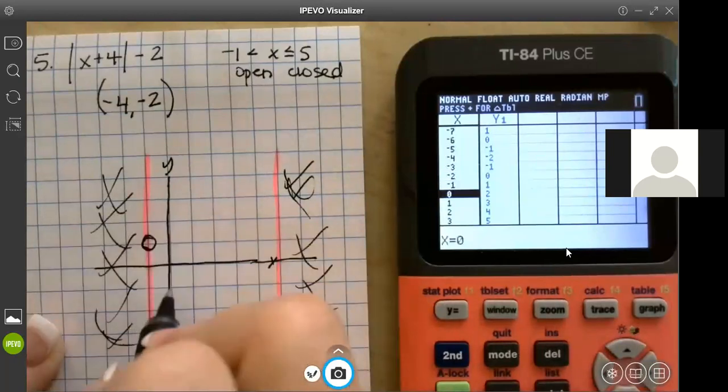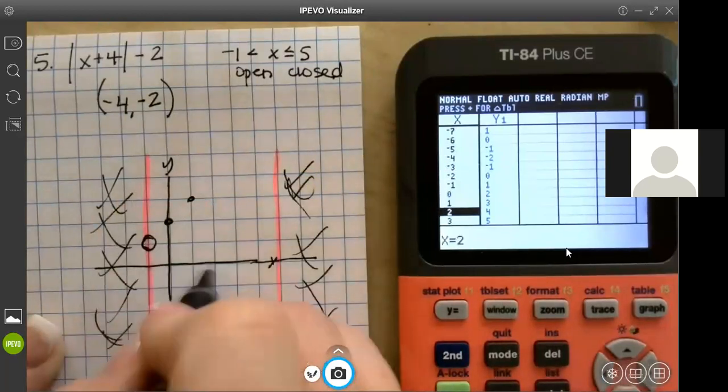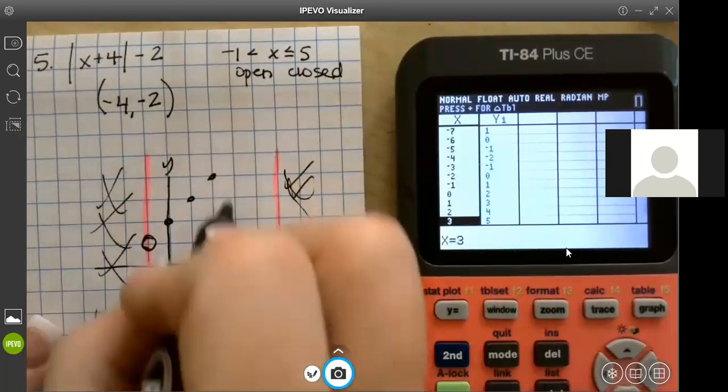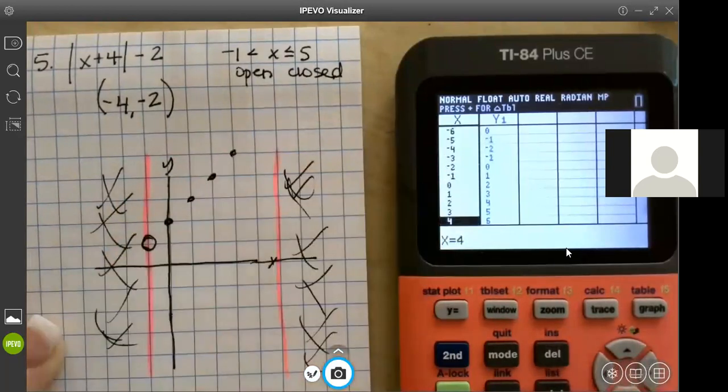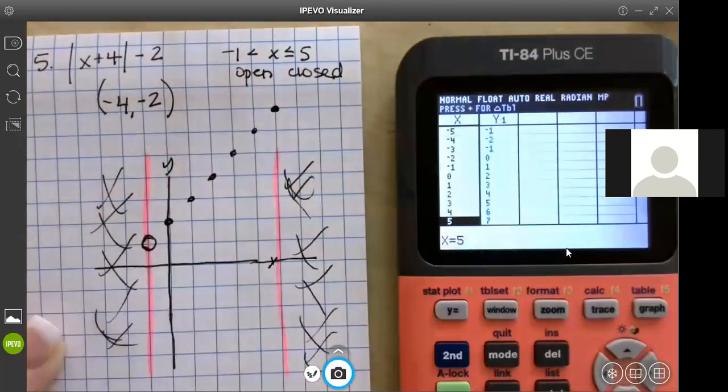We have 0, 2, 1, 3, 2, 4, 3, 5, 4, 6, and 5, 7.